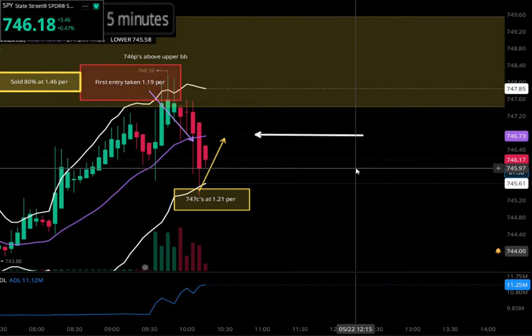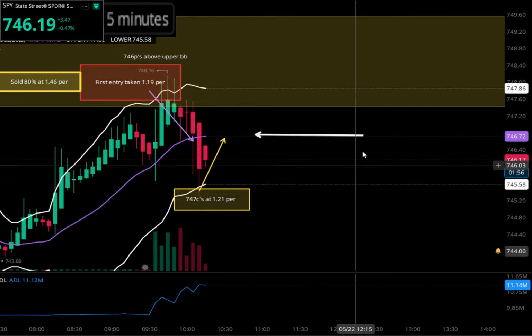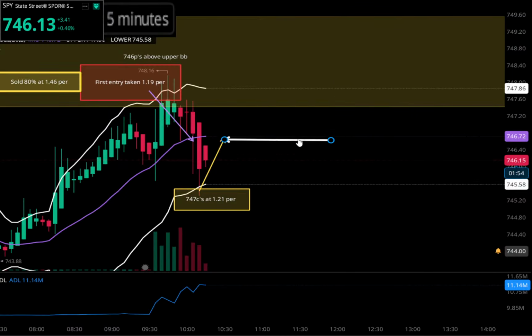So again, we're being very patient for our entry. If we don't get our 20 mile exit just yet, and if we end up pushing back down towards the lower Bollinger, then what we'll do is just add more calls and retarget that 20 mile.